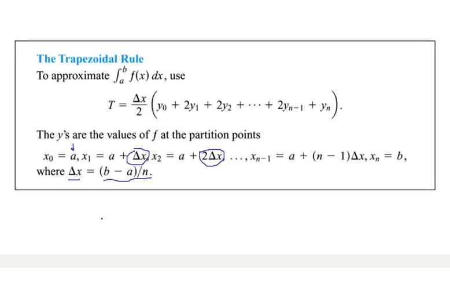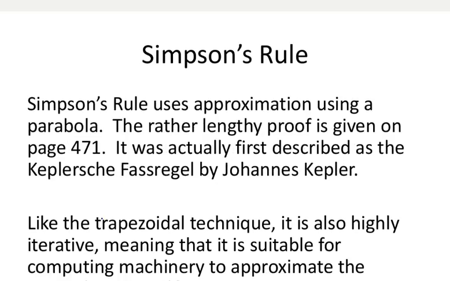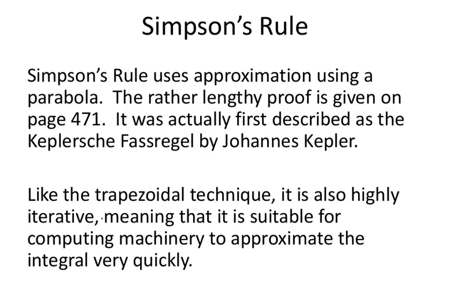I'll have an example in a few slides to show this method. I'm going to show it at the same time I show you the example for Simpson's rule. Simpson's rule was originally come up with by Johannes Kepler as Kepler's Faustregel, which translates to the barrel rule. It's just as iterative as the trapezoid rule, except it converges onto the integral much more quickly.